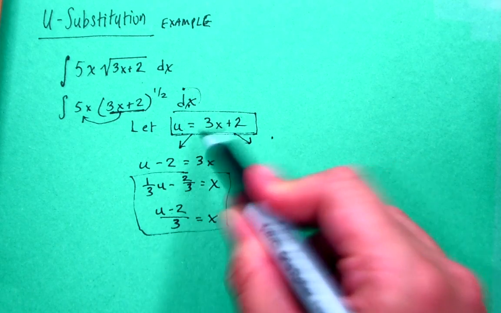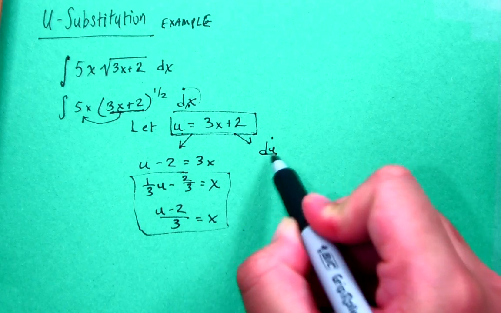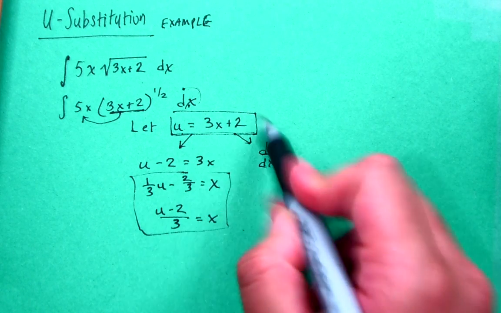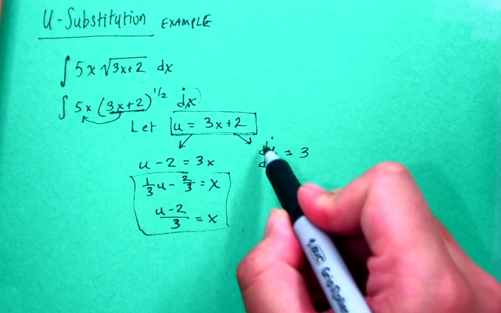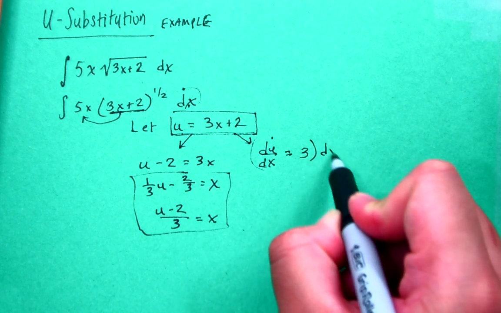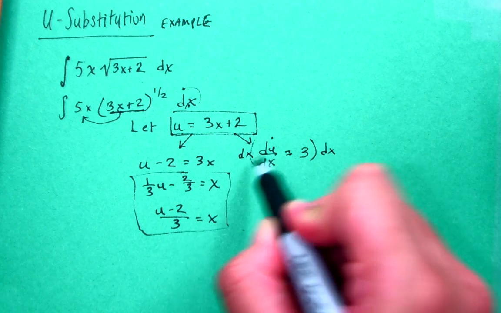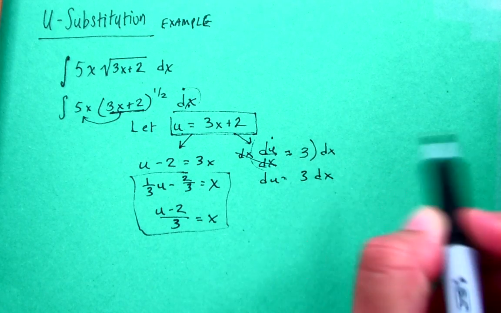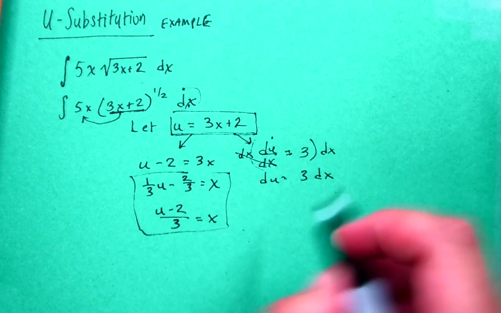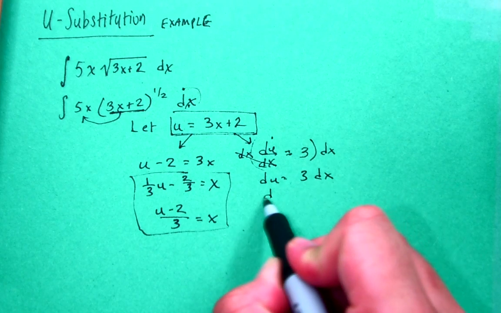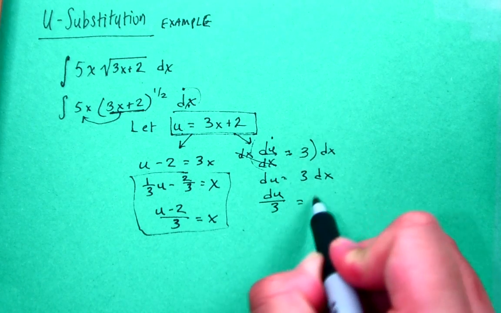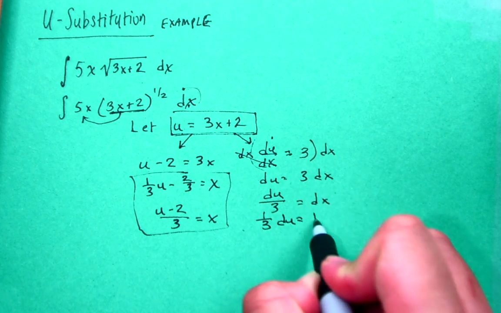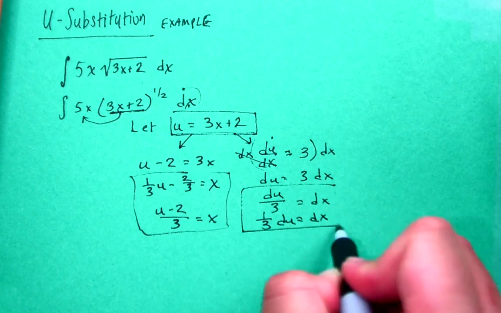So if U equals 3x plus 2, and if I take the derivative with respect to x on both sides, then du dx, well, the derivative of the right-hand side would just be 3. And I'll multiply both sides by dx. So this is a process called separation of variables, and therefore du is equal to 3 dx. I'm going to solve for dx, thereby replacing dx, and thus dividing by 3, du over 3 is equal to dx, or if you prefer, 1/3 du is equal to dx, they're the same expression.